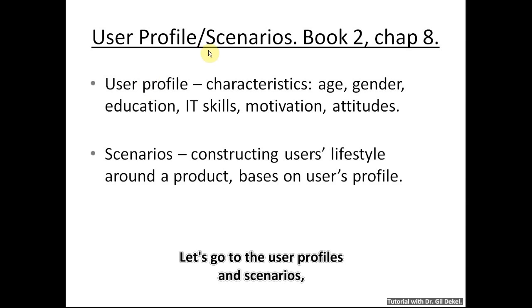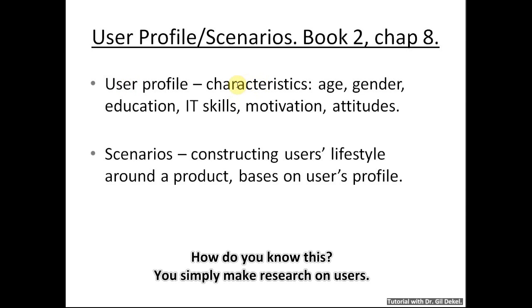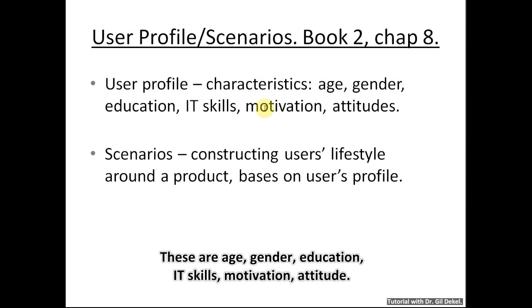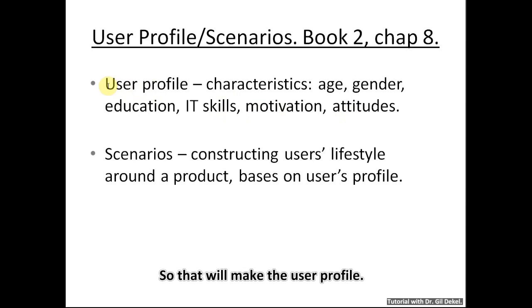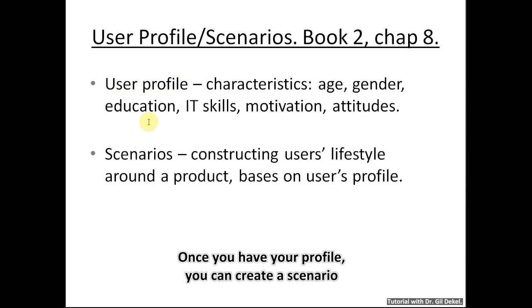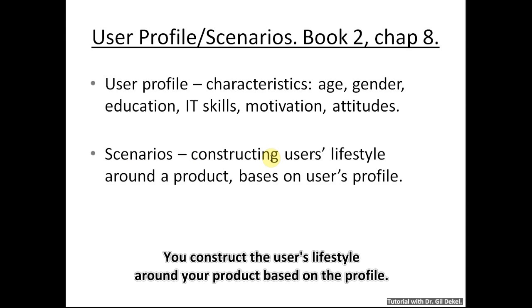Let's go to the user profile and scenarios, which you'll read all about in book 2, chapter 8. User profile means characteristics of your user. And how do you know this? You simply do research on the user. These are age, gender, IT skills, motivation, attitude. So that will make the user profile. Once you have your profile, you can create a scenario. A scenario is simply you sitting down and writing, constructing the user's lifestyle around your product based on the profile.